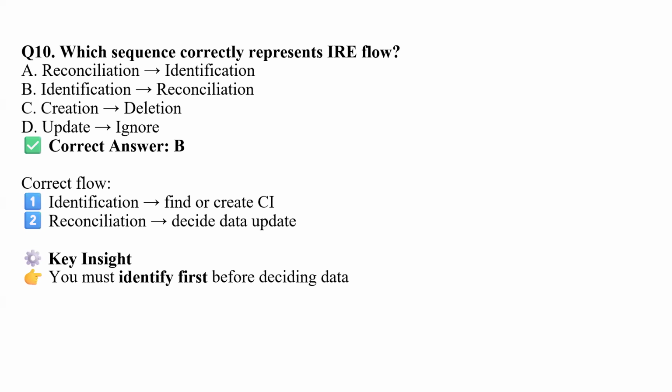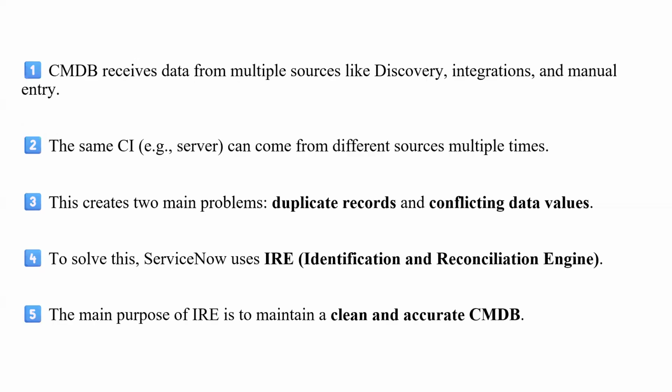Identification is to find or create the CI. Reconciliation decides whether to update the data or not. So from a data accuracy point of view, reconciliation is a must. So the first step is identification, then reconciliation. So this is the briefing.